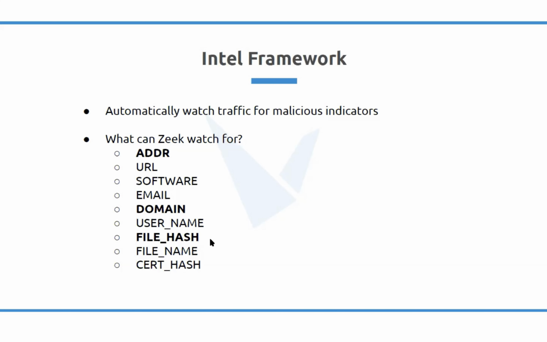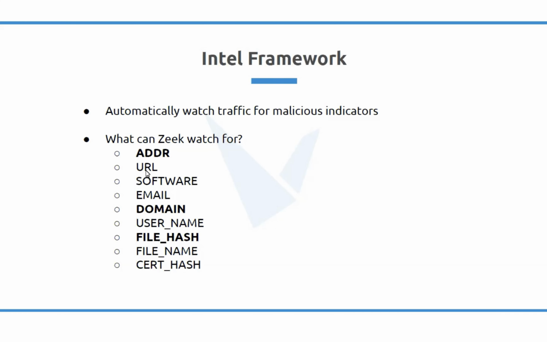And a couple of sections before, when I was discussing the files framework and the files.log, one of the fields was the analyzers, and we saw that there were three analyzers attached to a connection: MD5, SHA-1, and extract. Those analyzers are responsible for generating the hash for a file that is transpiring on the network, and for extracting it if you have the extraction analyzer enabled. So anyways, these are some of the types of intel that Zeek can monitor, and the three important ones are the address, domain, and file hashes.